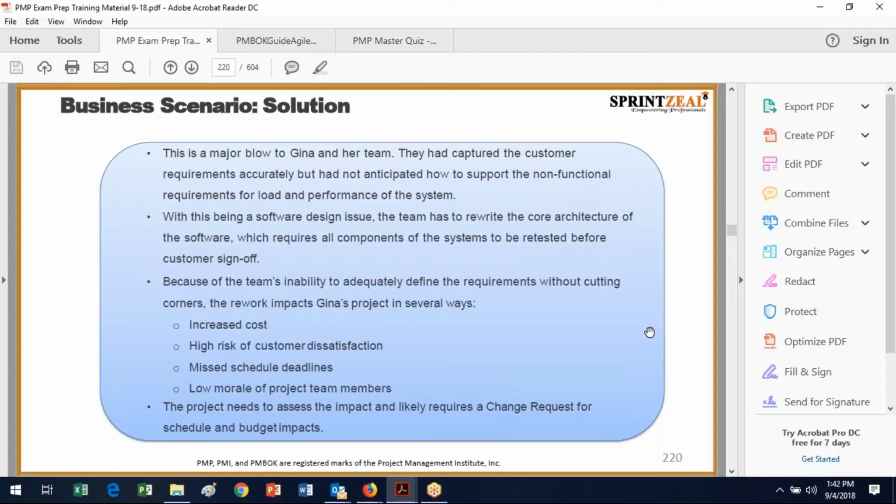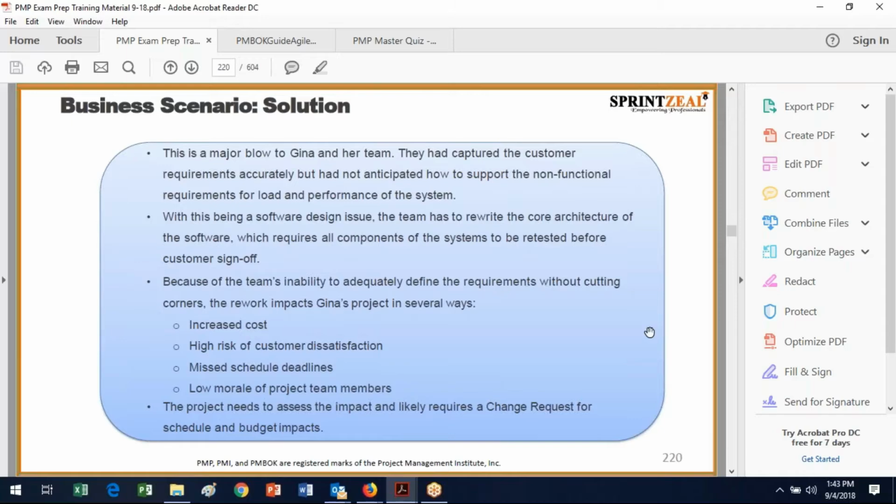And actually, I think that's an excellent solution and very close to what is suggested. Basically, they hadn't captured the customer requirements accurately, and so there does need to be some root cause work done to analyze exactly why they didn't capture those performance requirements, and why they didn't find those out somewhere else along the line until the very end.